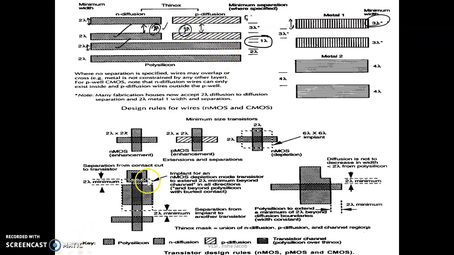Let's come down and look at the transistor. As we said earlier, be it NMOS or PMOS, it is 2 lambda out of the channel in all directions. The minimum distance between a contact cut and a transistor channel is 2 lambda again.